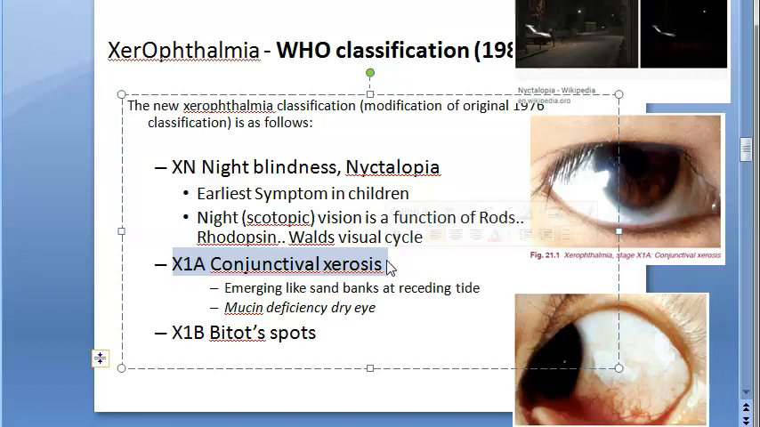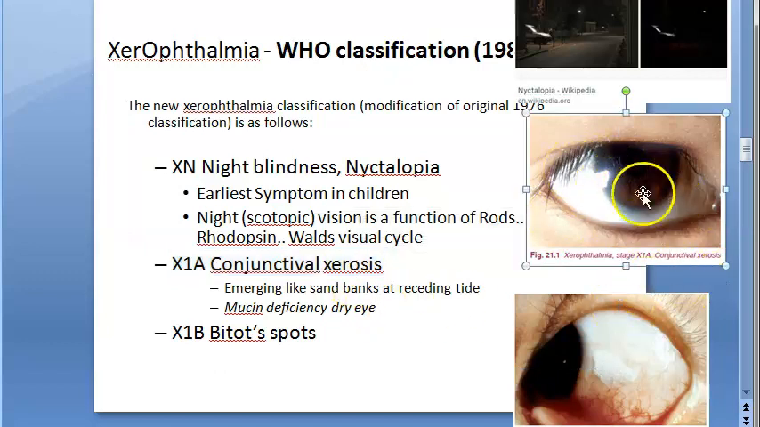Typical xerosis may be associated with conjunctival thickening, wrinkling and pigmentation. So what and all can be there? Thickening, wrinkling, pigmentation. So initially it will be patches, then mostly on the temporal side, then even the nasal side will get affected and the entire thing will get affected.